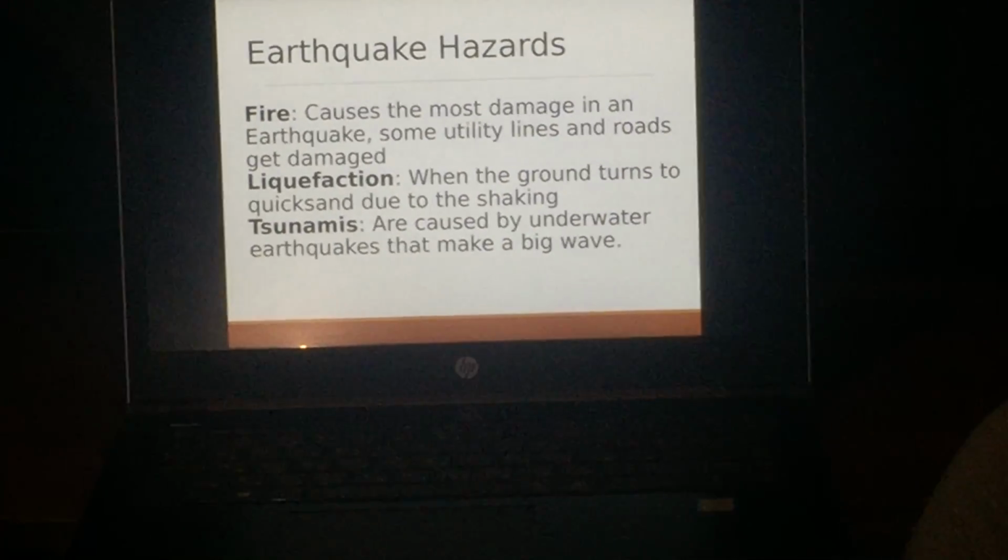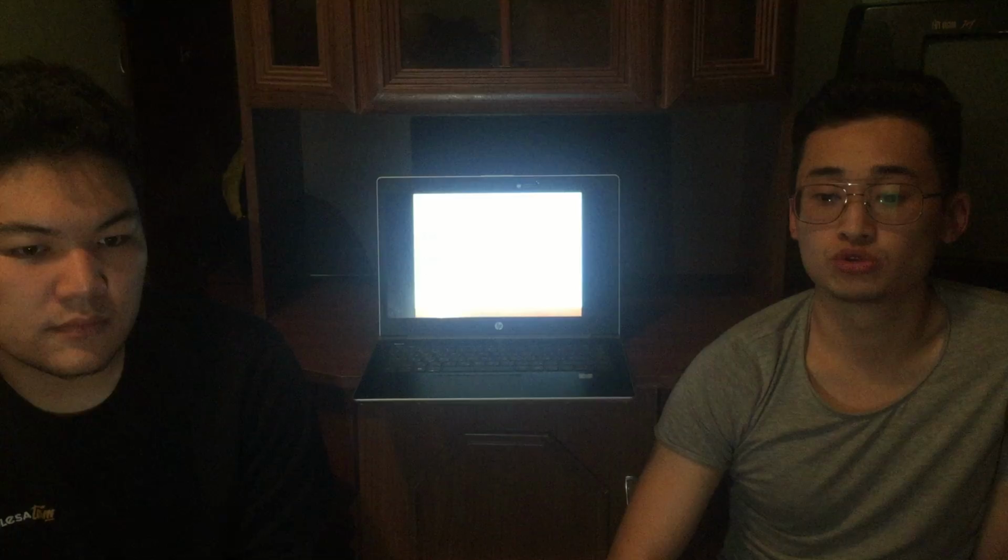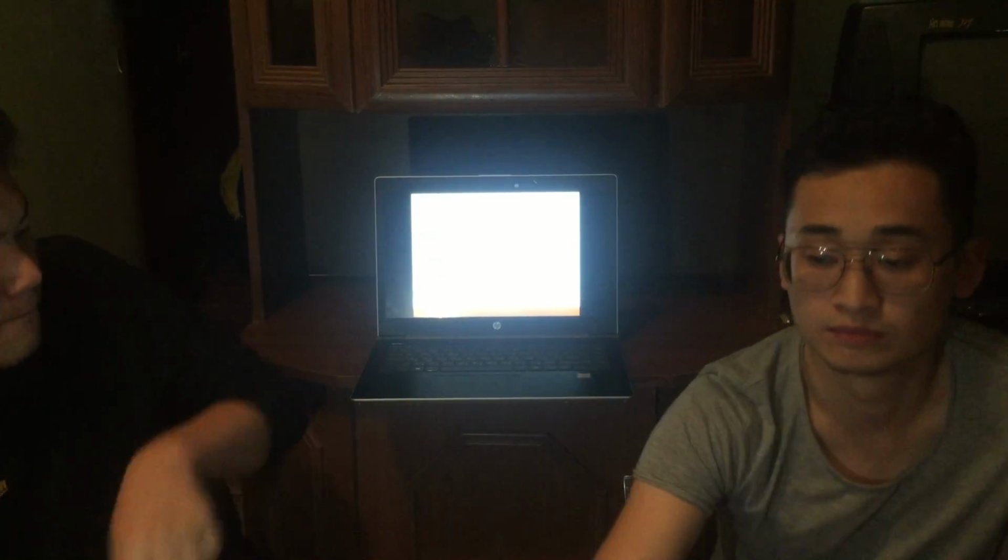The first hazard is fire. In an earthquake, fire causes the most damage on the Earth's surface, and some utility lines and roads get damaged. Also, an earthquake may be the reason for a tsunami. Tsunamis are caused by underwater earthquakes that make really huge waves. Another thing that an earthquake may cause, with a negative impact, is liquefaction, when the ground turns to quicksand due to the shaking.